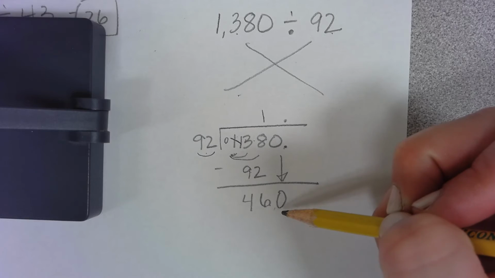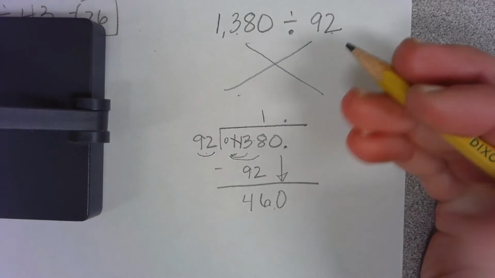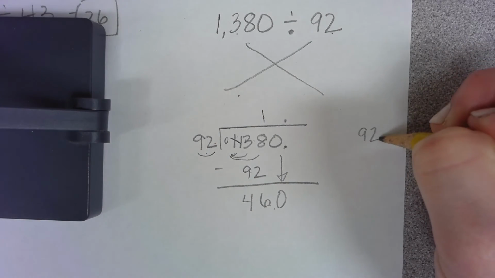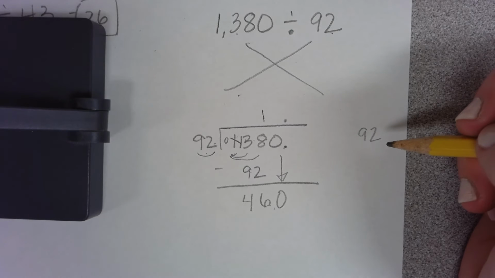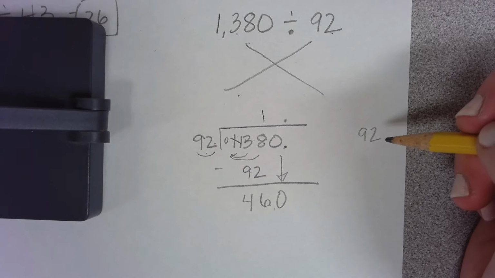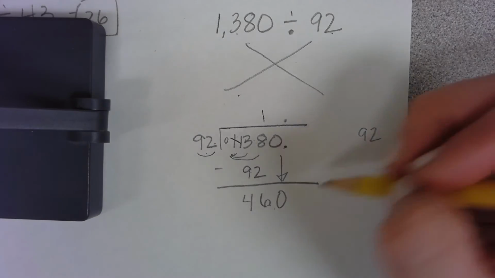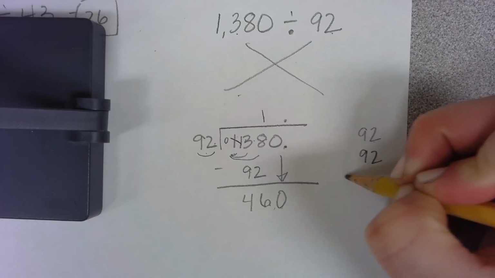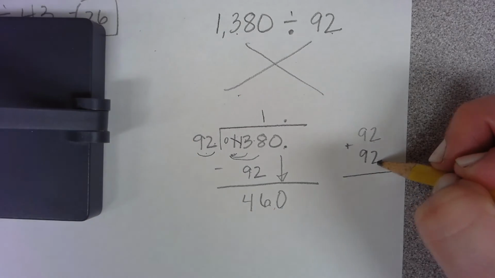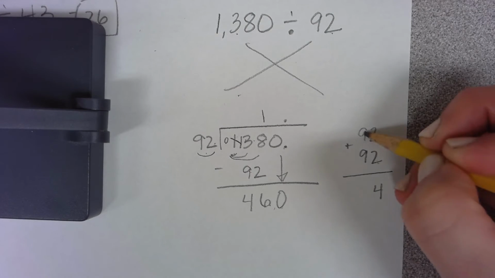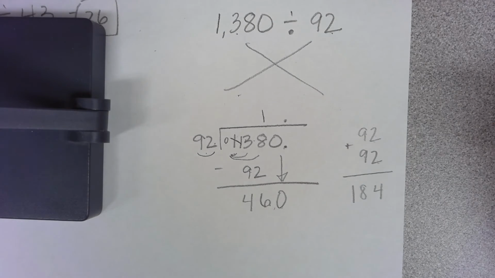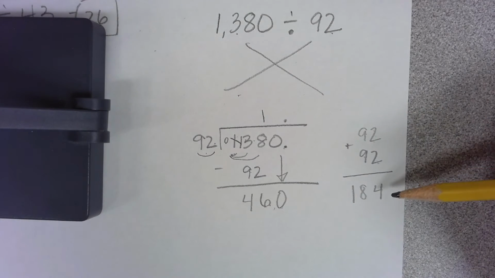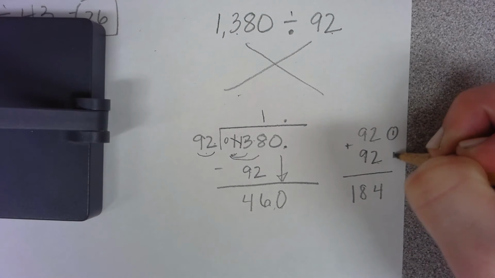Now 92 into 460. Let's see, roughly 90. If you were to round this, this would be 90. So I'm assuming it's probably going to go into it about 4 times because I know 9 times 4 is 36. And I know 36 is pretty close to 46. But let's just try. So 92 plus 92, if we just try 2 to see how it goes. 2 plus 2 is 4. 9 plus 9 is 18. Well, I know it's going to be greater than 2 groups of 92 going into 460 because that only equals 184. So that's 2 92s.